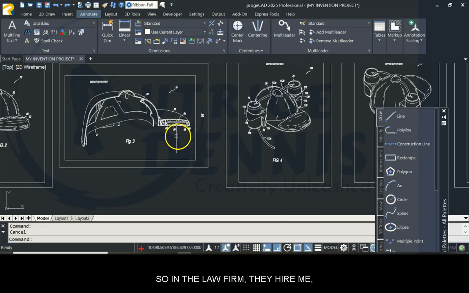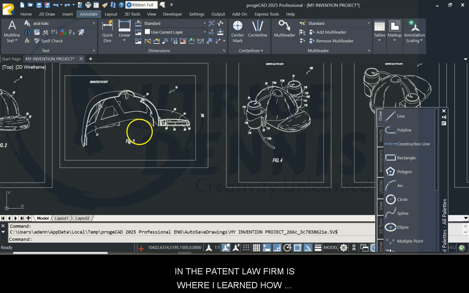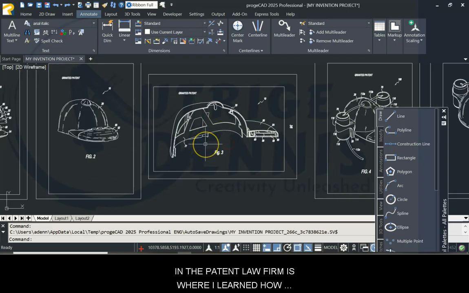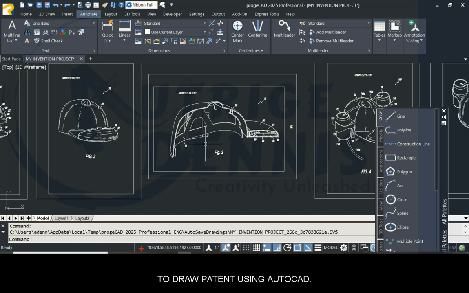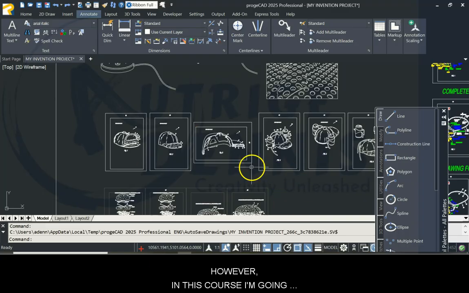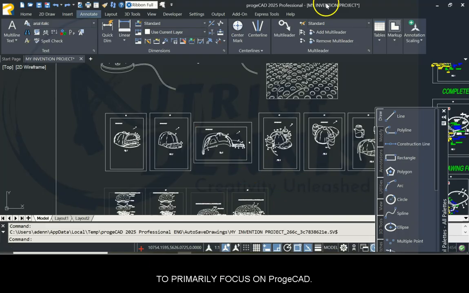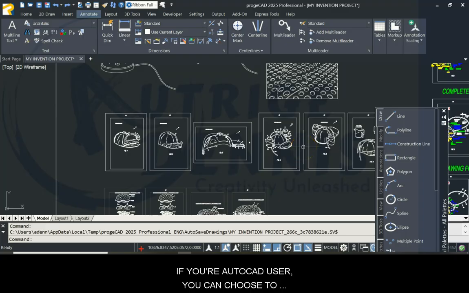Yes. So in the law firm, they hired me. I quit the store job, the Sports Authority job, on the spot. In the patent law firm is where I learned how to draw patents using AutoCAD. However, in this course, I'm going to primarily focus on ProgeCAD. I'm not going to train you on AutoCAD. If you're an AutoCAD user, you can choose to follow the course in AutoCAD.